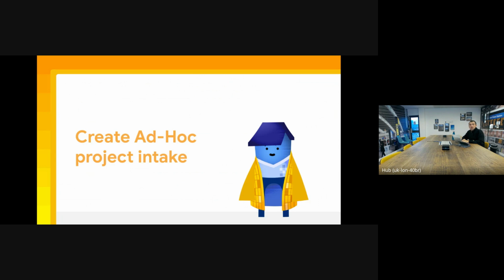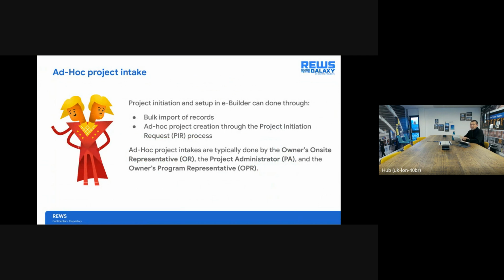Just before we do, we're going to learn a little bit more about the ad hoc project intake. Project initiation and setup in eBuilder can be done one of two ways, either through a bulk import of records or an ad hoc project creation through the project initiation request process, and that's what we're going to go through today. Ad hoc project intakes are typically done by the owner's on-site representative, the OR, the project administrator, the PA, and the owner's program representative, the OPR. Now we're going to jump into the eBuilder system, and we'll take you through the steps to create an ad hoc project request.